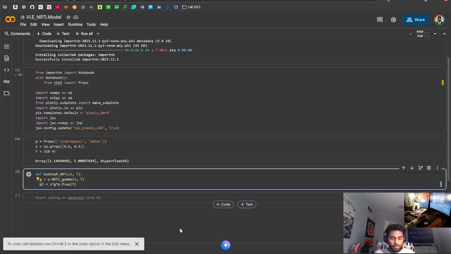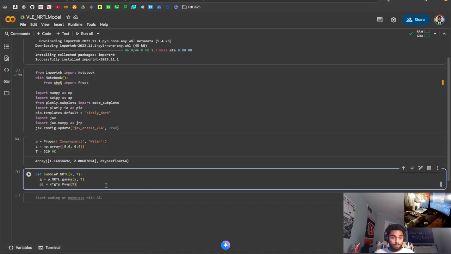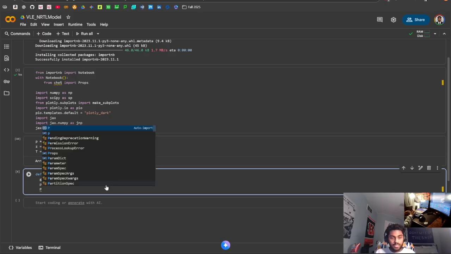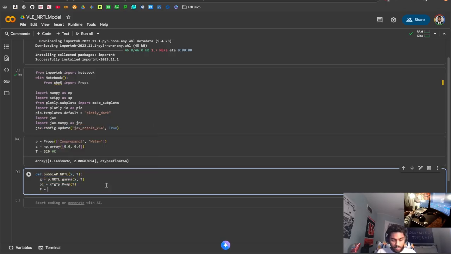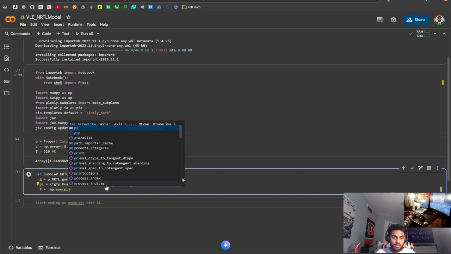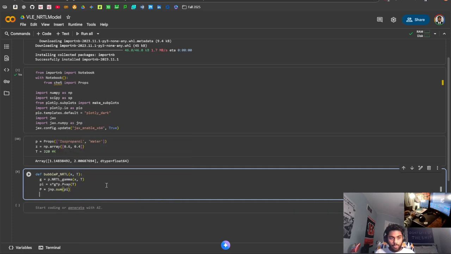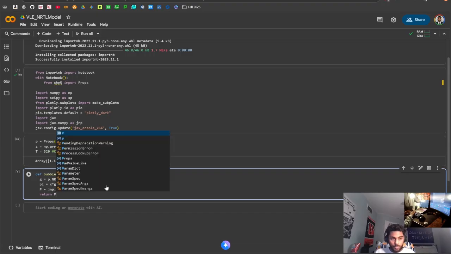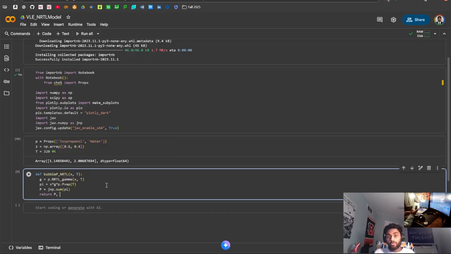So we have our partial pressures now, and in order to find our total pressure, we're just going to take the sum of our partial pressures. So that's easy enough. Now I'll return this. What we want to find is of course our bubble pressure, but we also want to find the composition of that first bubble of vapor that we have.